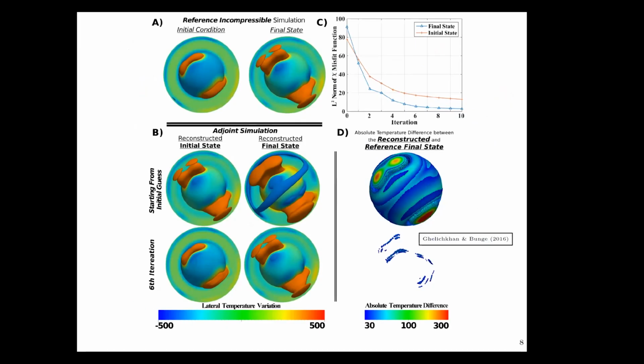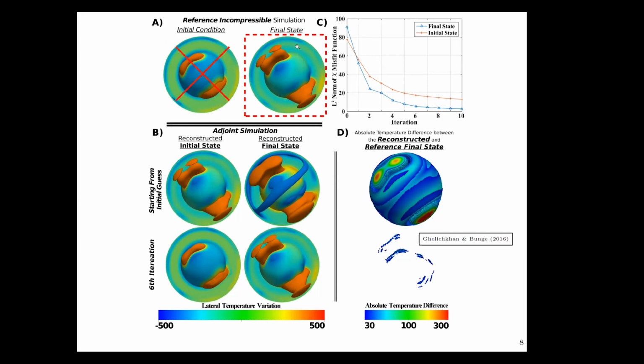Now, let's see in action how it works. Let's go through some synthetic tests. The synthetic test is what we usually call a twin experiment. In a twin experiment, we have a reference simulation with a known initial condition. We start from here, we convect forward, we arrive here. This is the final state. In a twin experiment, this is our known twin.